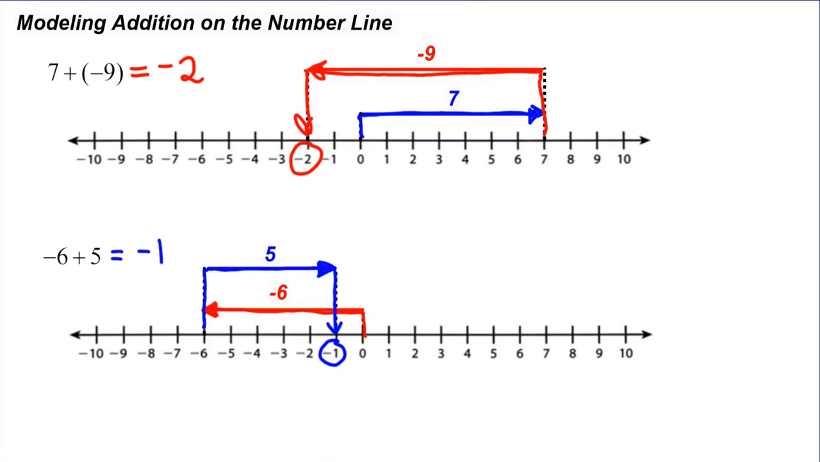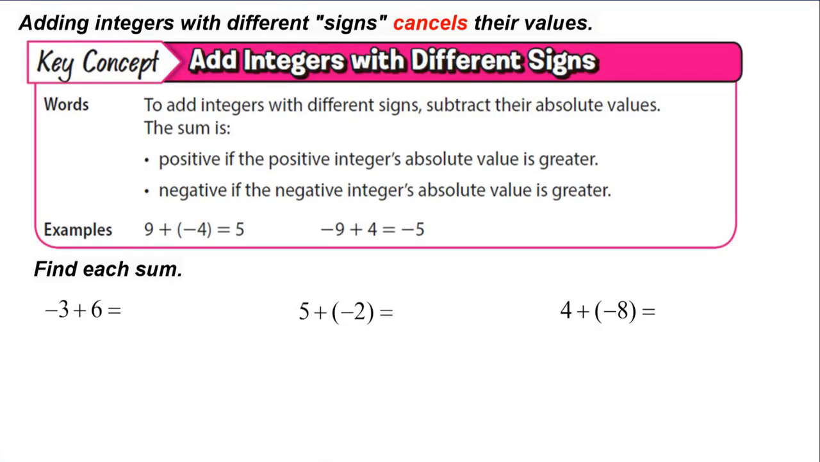So again, these values are canceling each other out. They're not combining because they're moving against each other. They're moving in opposite directions. Positives and negatives move in opposite directions. So they're actually going to be canceling each other out. And it's whichever one has the greater absolute value, that's how your answer is going to turn out, whether positive or negative. So how do we add numbers that have different signs?